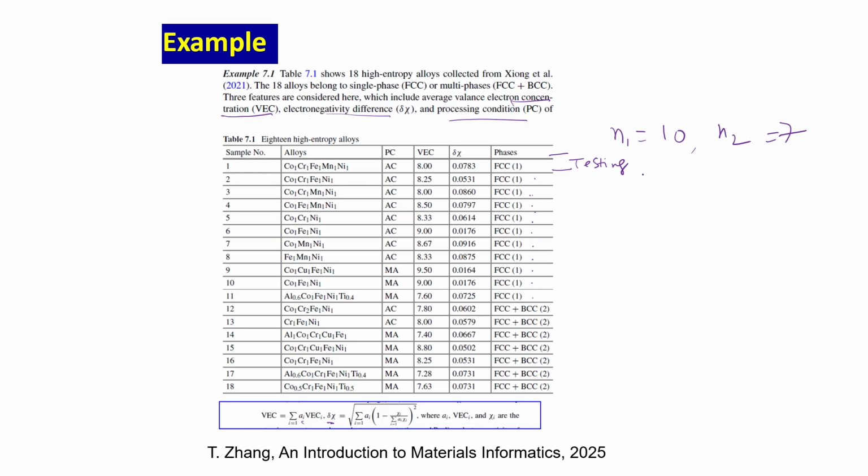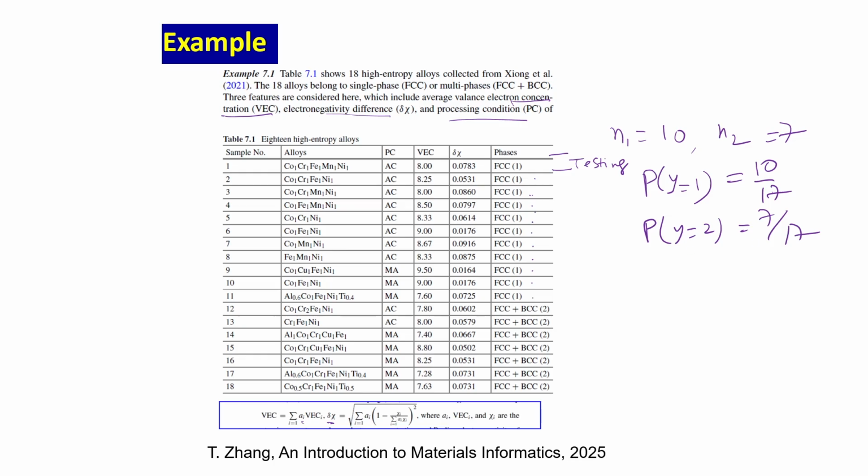Right. So, therefore, I can write down the probability of y equal to one phase is 10 by 17, and the probability of y equal to two phase is 7 by 17. Is it correct? This is very easy. The total number of events is 17, and for single phase FCC it is 10, so 10 by 17. The number of events here is 7, so out of a total of 17, two phase is 7 by 17.